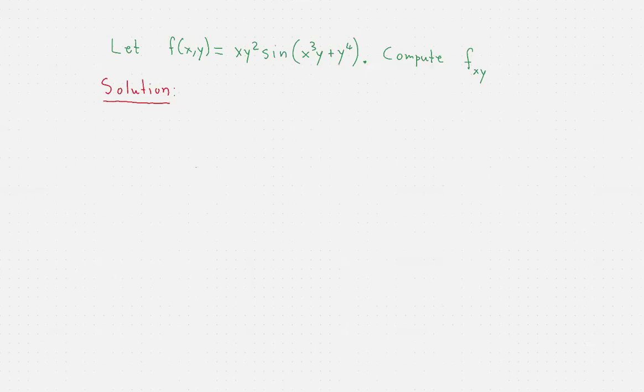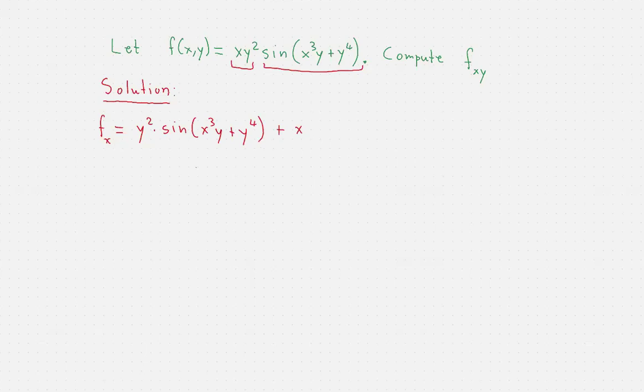In particular, think of it at first as a product of two functions, like so. And this means that the derivative with respect to x will be the derivative of the first function with respect to x. So now y counts as a constant, and the derivative is y squared. And then we multiply this by the second function. And then we take the product of the first function unchanged times the derivative of the second function.